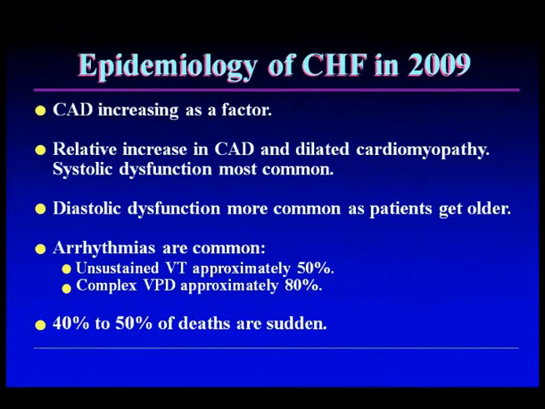Above the age of 80, the prevalence of heart failure is an astonishing 10%. And there is an increasing incidence of heart failure due to the aging population, and because we're taking better care of people with hypertension and coronary disease, they live a lot longer and therefore have heart failure for a longer period of time. Coronary disease is increasing as a factor. There's a relative increase in coronary disease and dilated cardiomyopathy.